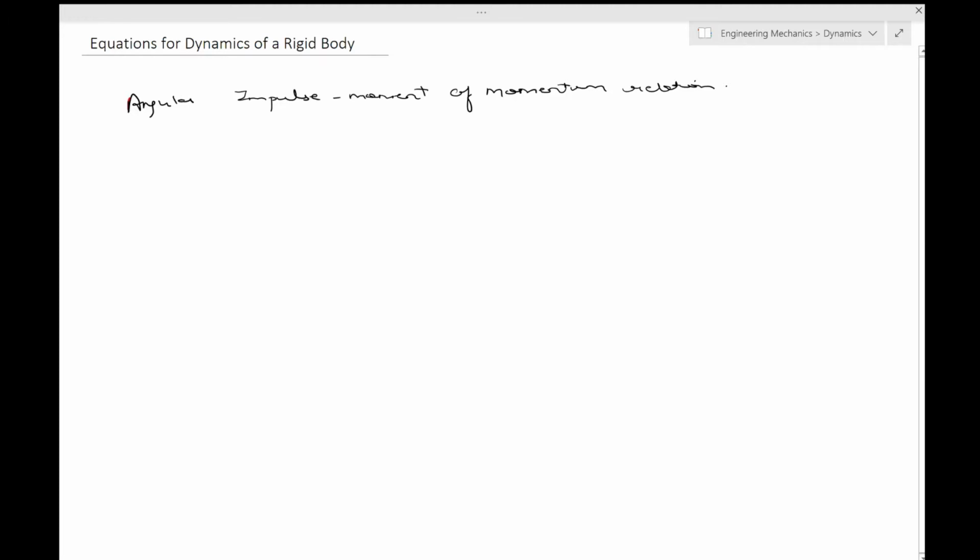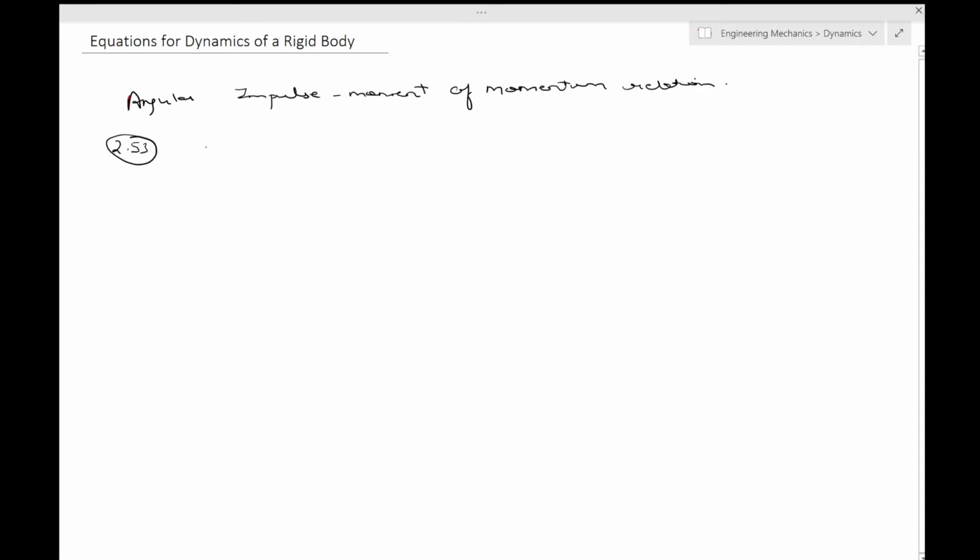So we have already studied the angular impulse moment of momentum equation. Let's first write what we had learned about this subject before. We had equation 2.53.